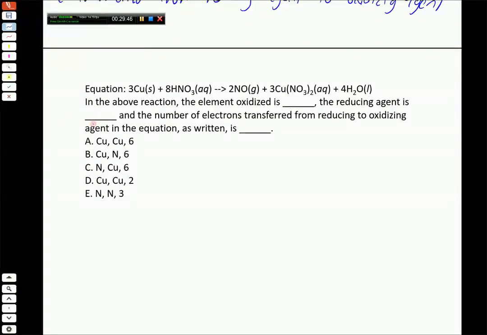In this question we have a redox equation given, and we want to know the element being oxidized, the reducing agent, and the number of electrons being transferred from reducing to oxidizing agent. So we have a lot of different things to answer here. We're already given the coefficients, so we can just write it out. We have to figure out which species are changing their oxidation numbers to figure out which one is being oxidized and is the reducing agent. I'll leave these out. We don't care about the states of matter for this.